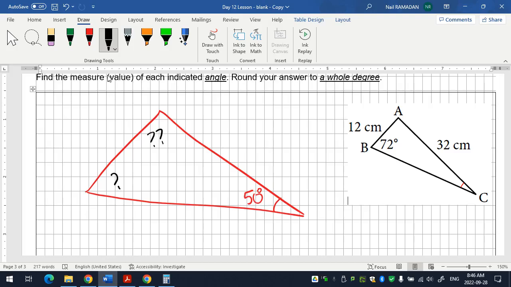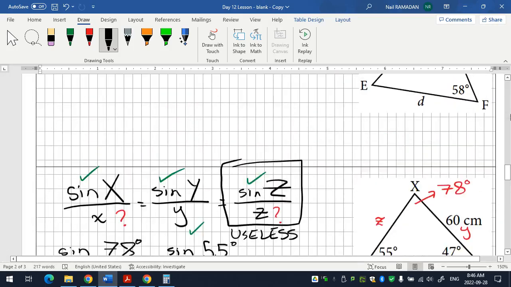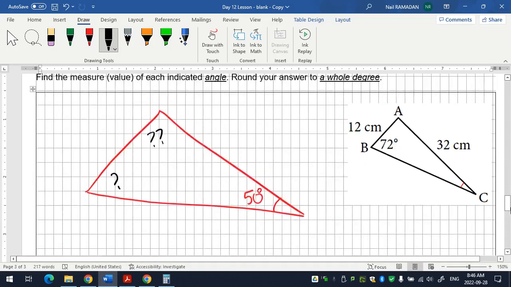Look at the sine law. How many things does it need? How many check marks do you need? You need more than one thing given. All I told you was this is 50. Is there another way to know this one and this one?